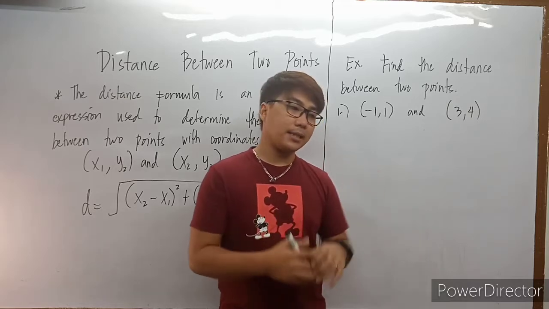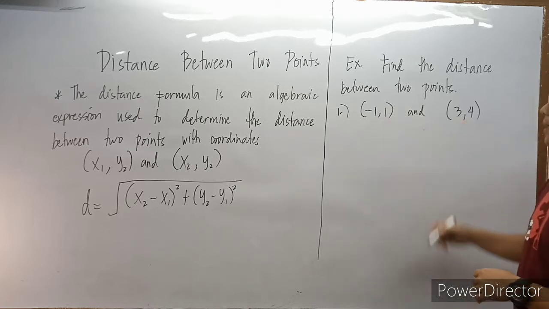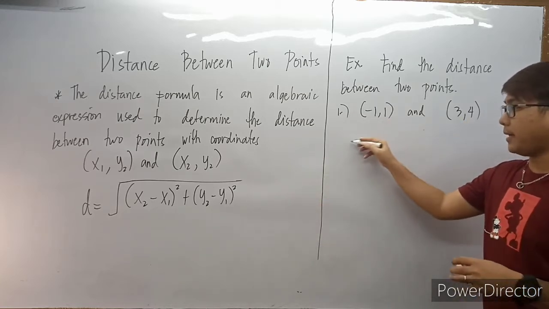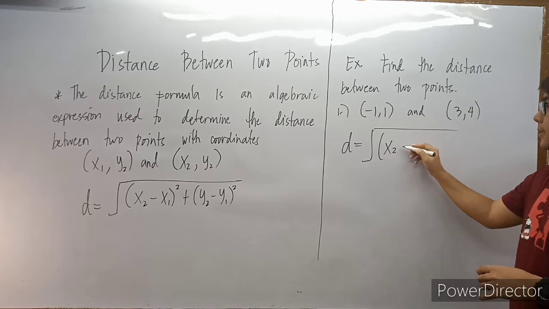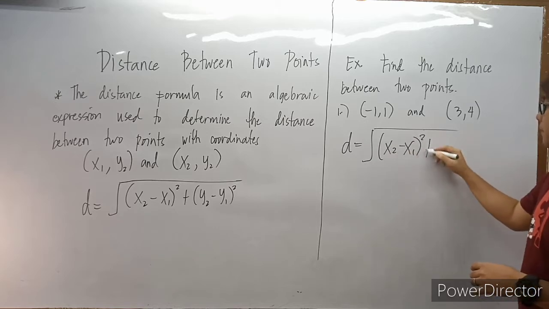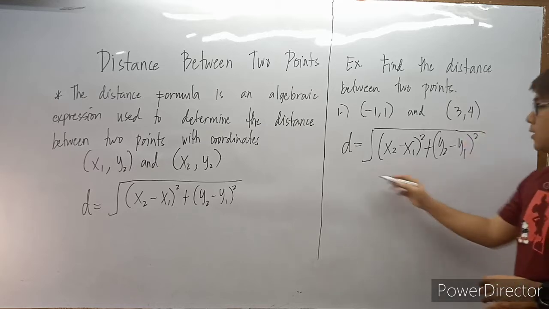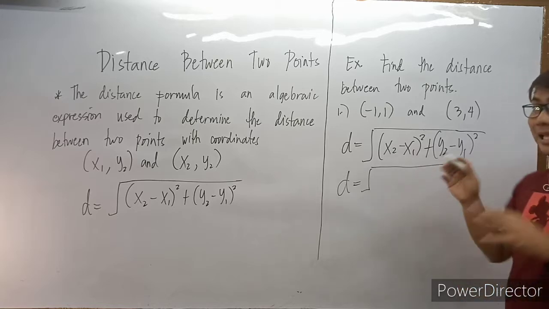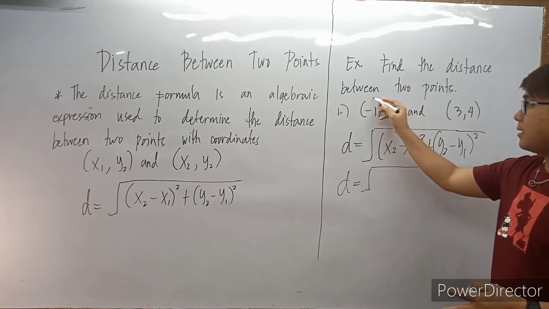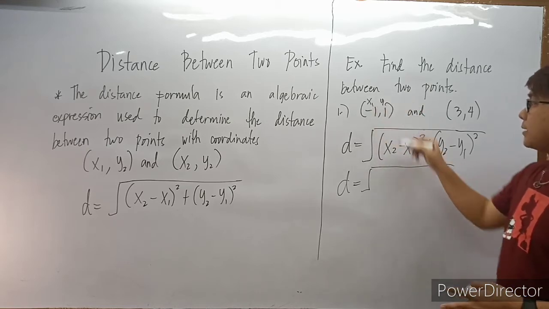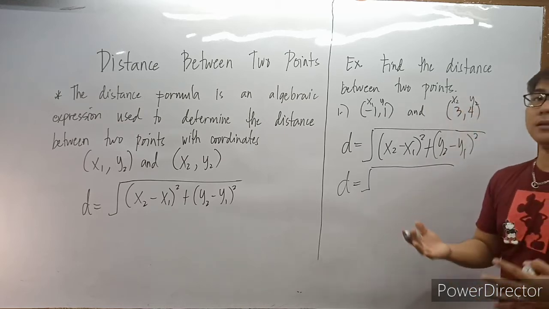Nagkakaintindihan. Okay, solve natin. So, to find the distance between 2 points, yung negative 1, 1, and 3, 4, kunin natin yung formula. So, distance or d is equal to the square root of the quantity of x sub 2 minus x sub 1 squared plus the quantity of y sub 2 minus y sub 1 squared. So, salpak lang natin sa formula natin or replace lang natin. So, bago natin i-replace, ano yung x sub 1 natin? Ito na lang gawin natin x sub 1, y sub 1. Sa kabila naman, siya naman yung x sub 2 at y sub 2. Okay tayo doon.